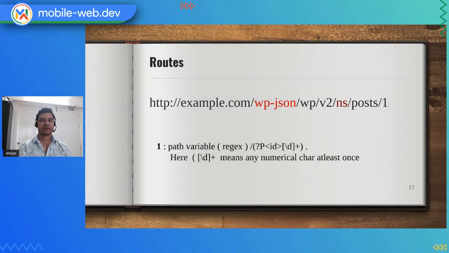Okay, let's take a look. And if you're wondering how this number comes in, that ID, that's the path variable, and you can use a regex for that. And here it means any numerical character at least once.